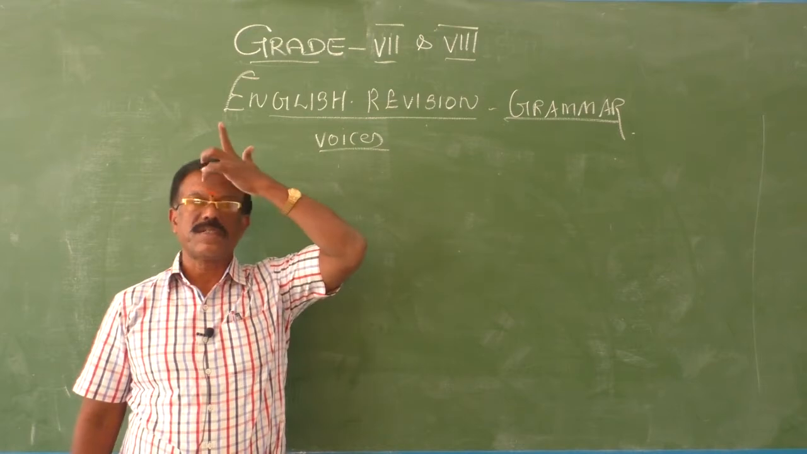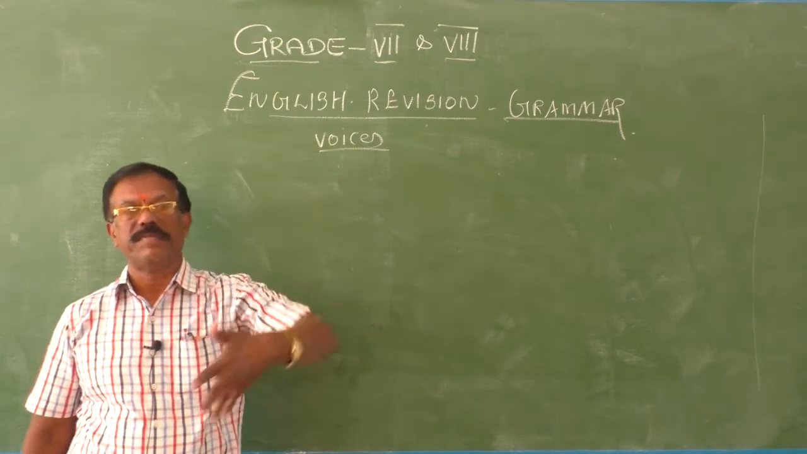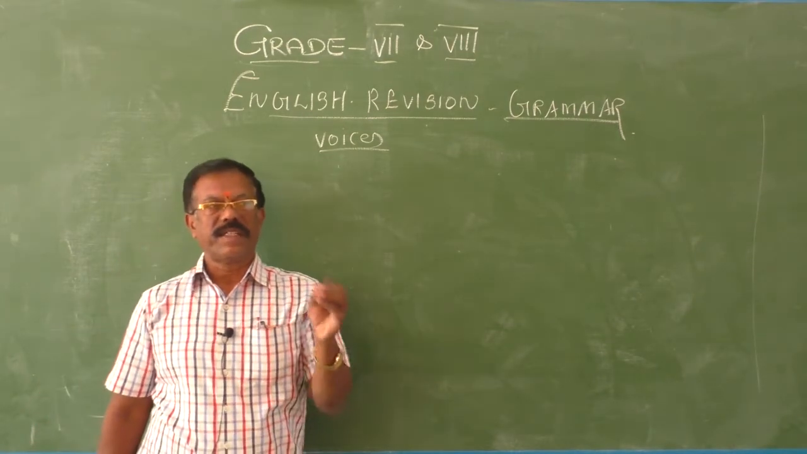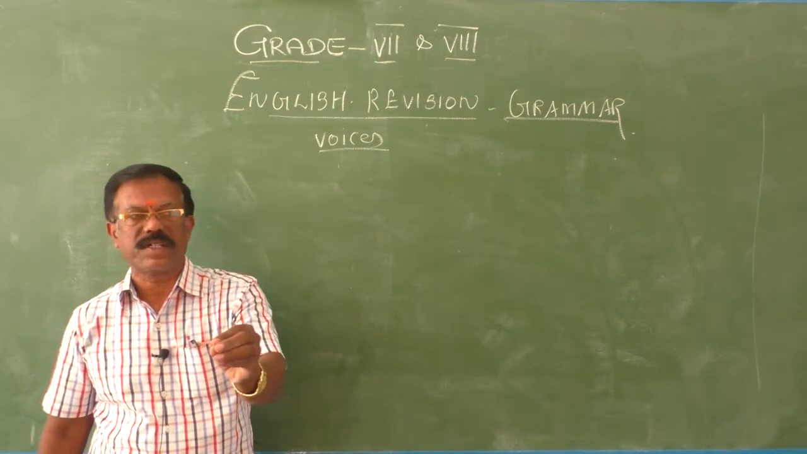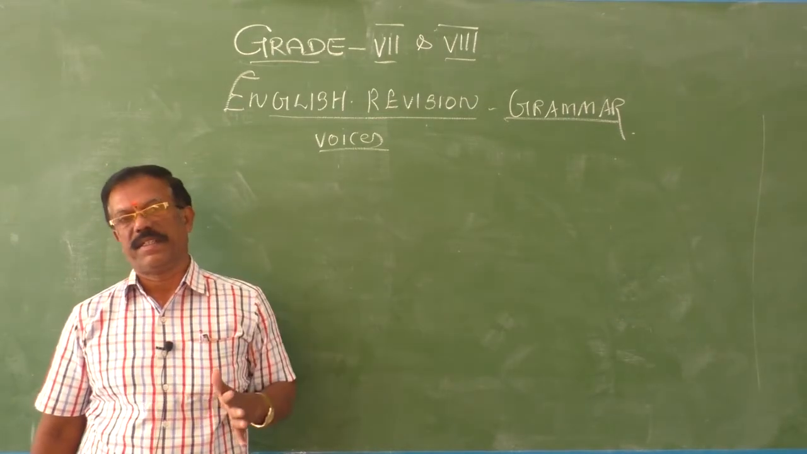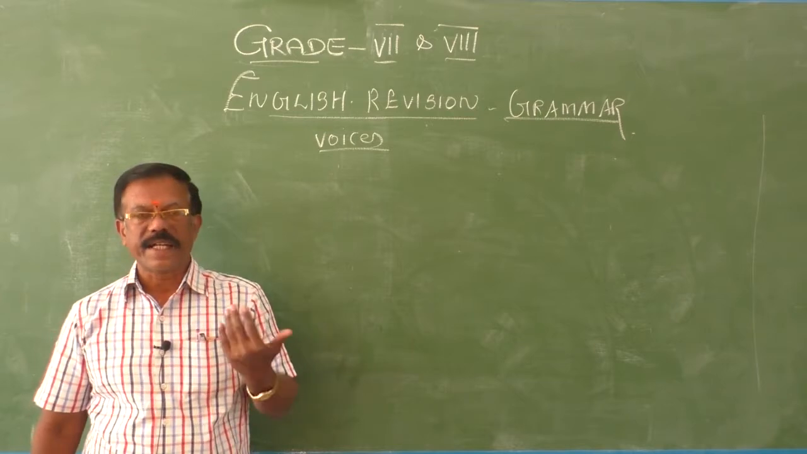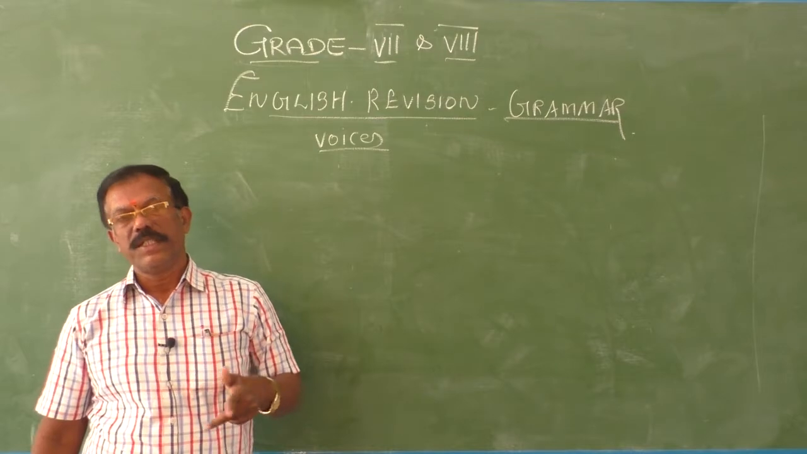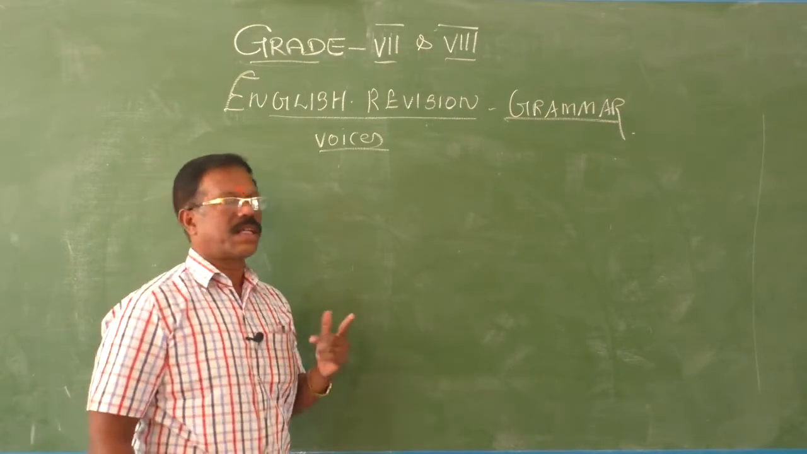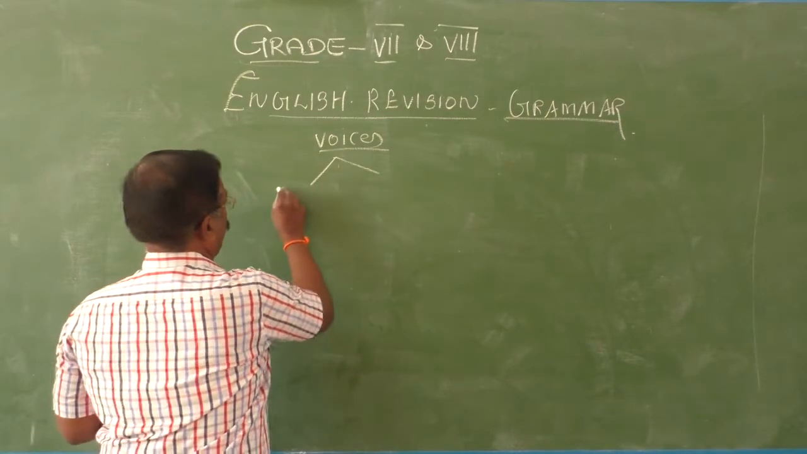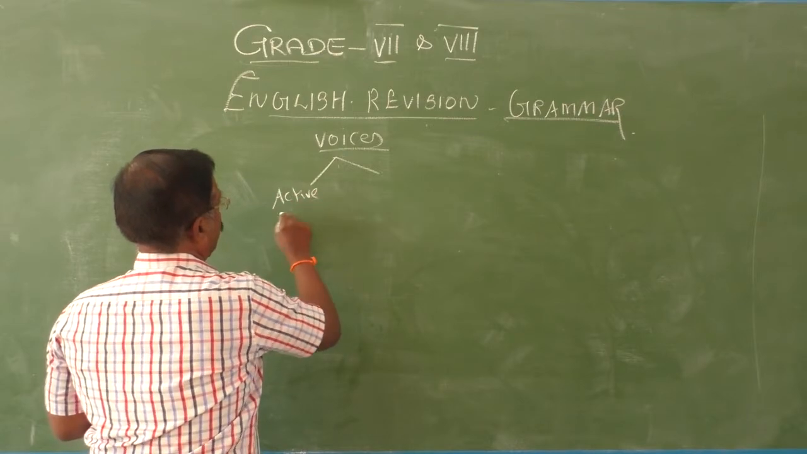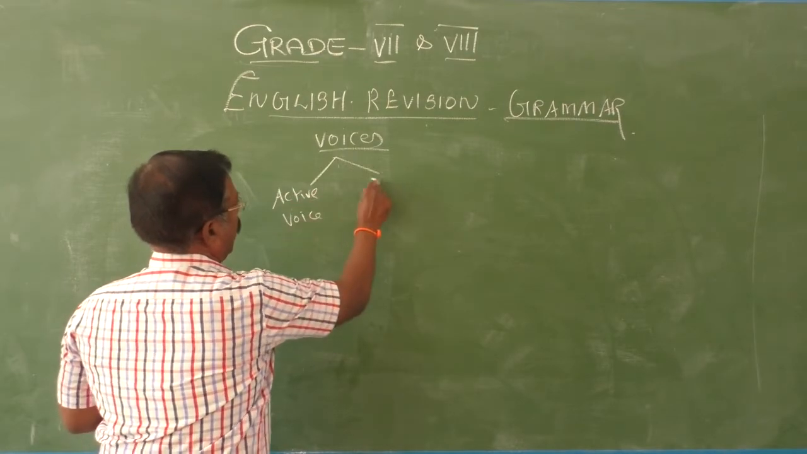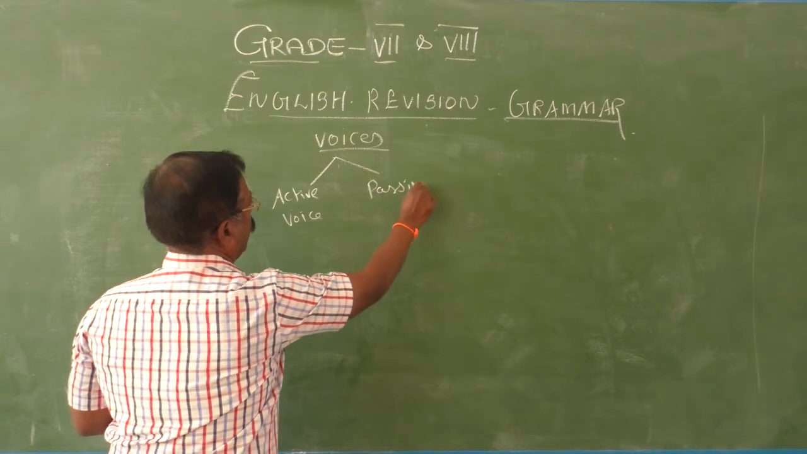Okay, so voice is also nothing but a form of the verb. It shows whether the subject is the doer or the receiver of the action. Sometimes the action is done by the subject, sometimes the action is done to the subject. You should know the difference. Voices are of two types. One is active voice, and another one is passive voice. Okay, fine.